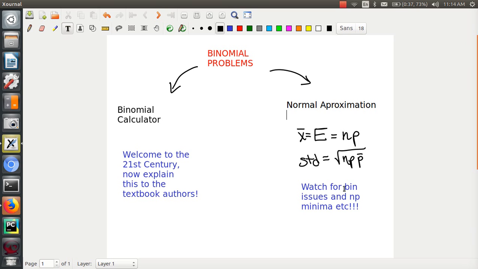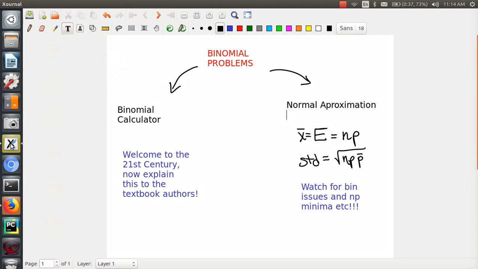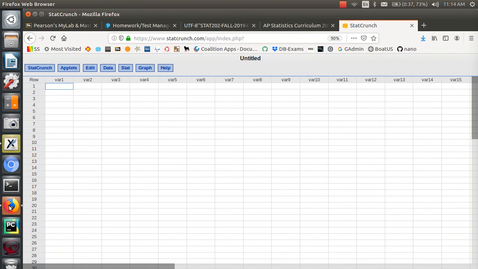And so in that case you have to watch for bin issues, the bin edges, and you have to make sure you have a minimum np and n(1-p) and all this other kind of stuff. So it's very, very complicated, lots of warnings, but you have to be careful so that you know which question to do with which tool.